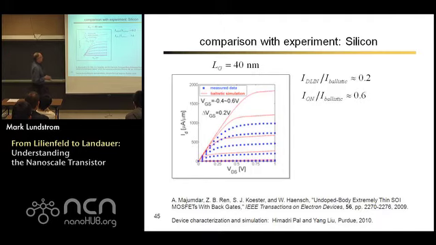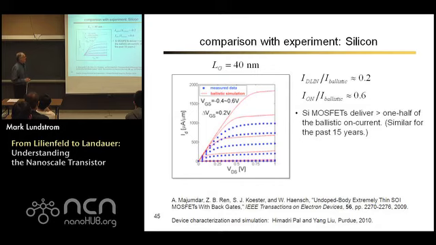Okay. It's actually 20% down here, but it's 60% up there. All right. So that's where we are in MOSFETs.